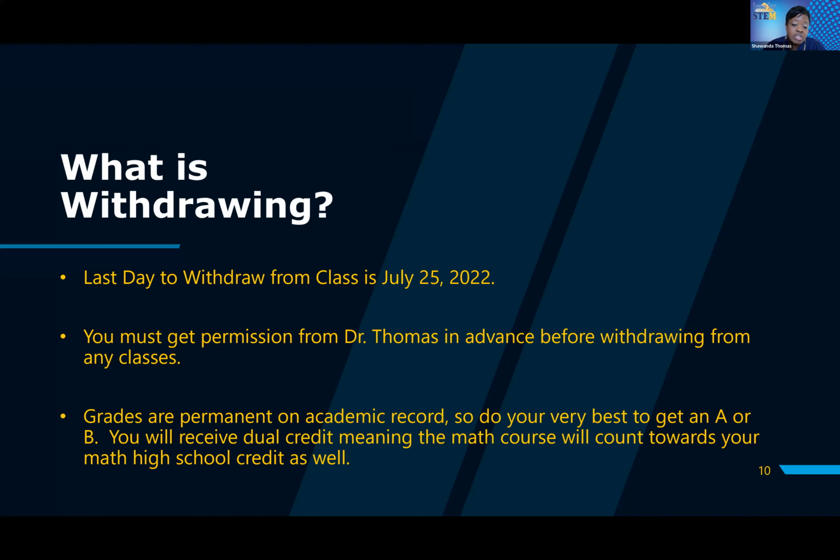Withdrawing basically means taking you out of that class, and you get a W, not a failing grade. Now, I don't want you to go through class and fail and not withdraw and get an F on your transcript. That's not good. So we do need to discuss what your options are before you do that. Now, the last day to withdraw is July 25th. So I would say second week of July, you need to discuss with me if you feel like you're not going to pass the class. Well, first discuss it with your teacher, your instructor.